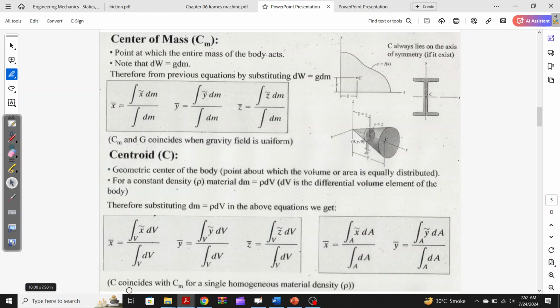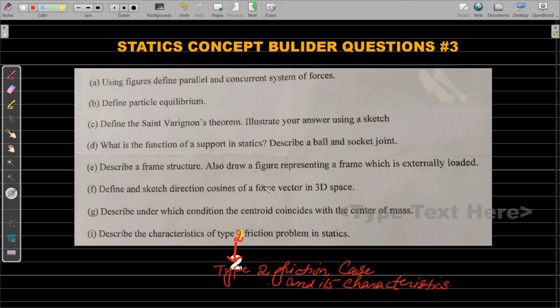The centroid C coincides with the center of mass for a single homogeneous material density, which means that if there are two different geometrical shapes, if they have the same material and they are homogeneous, then the centroid and center of mass will coincide. On the contrary, if we have two different shapes and the materials are of different densities, they are different materials, the centroid and center of mass will not coincide. Remember, it will not coincide for two materials with different densities. So the converse is also true. I hope you understand the solution of this problem.